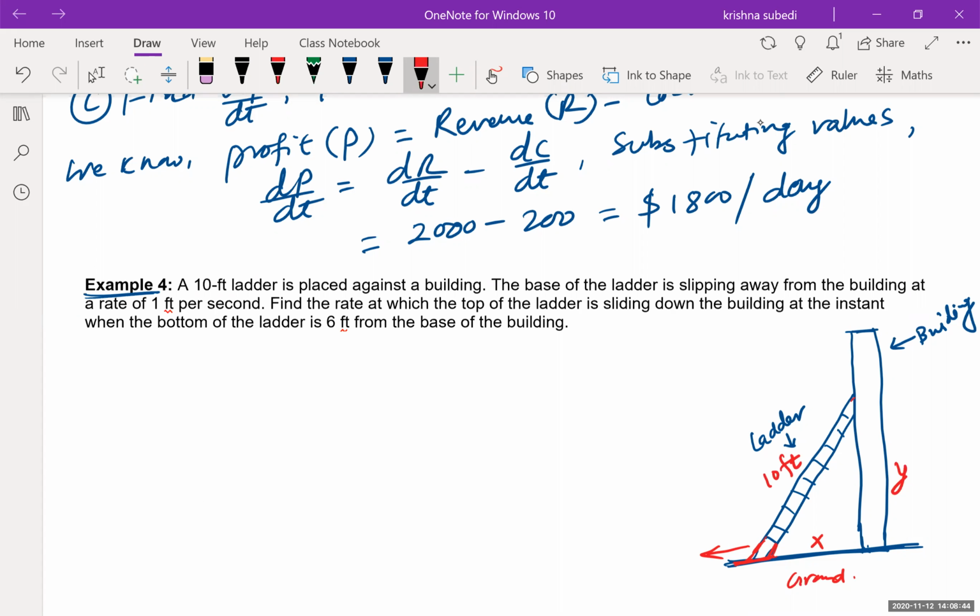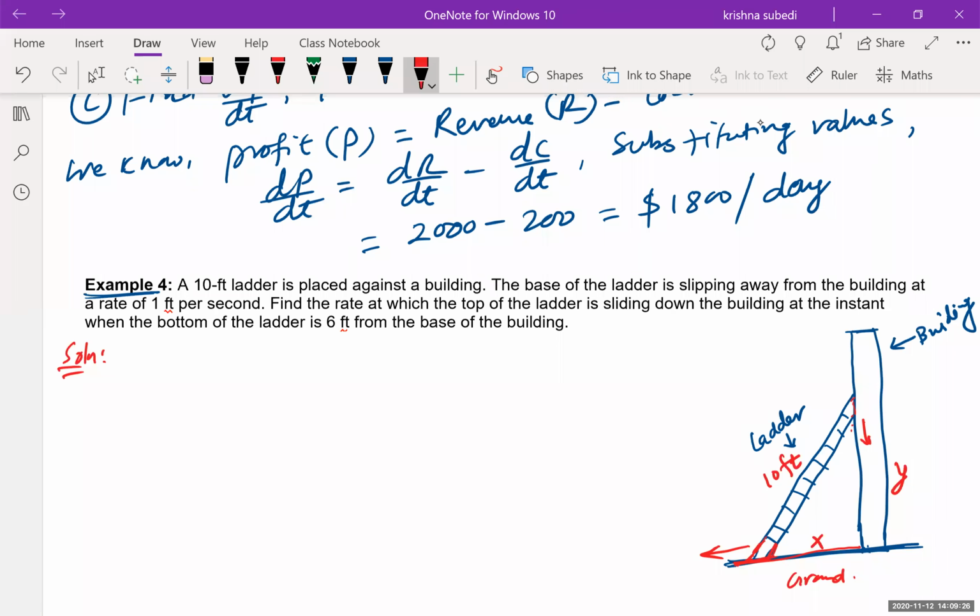So the only variables that we have are this side x and this one, y, because when the ladder slips away like this, then this part will come down. Okay, the top portion of the ladder will come down. So our goal is to find out how fast the ladder is coming down on the side of the building. So we draw the diagram and we label it.